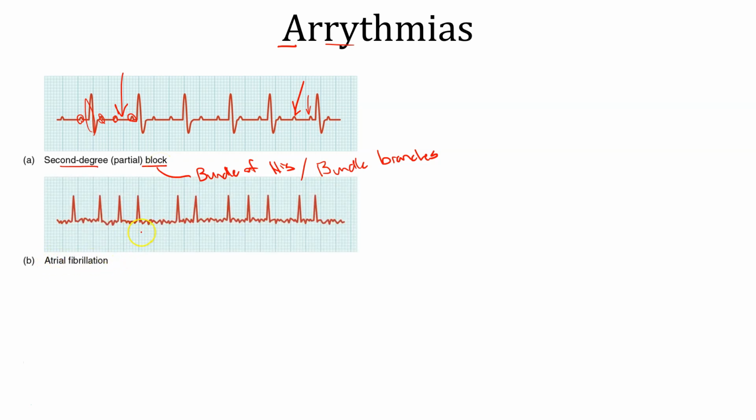Atrial fibrillation can also be diagnosed. So here you see a nice QRS complex, so the ventricles are contracting nicely, but the atria are just quivering. There's a lot of noise and a lot of electrical activity happening in the atria, so they're not actually having a nice synchronized single contraction. The atria are just fluttering, or quivering.